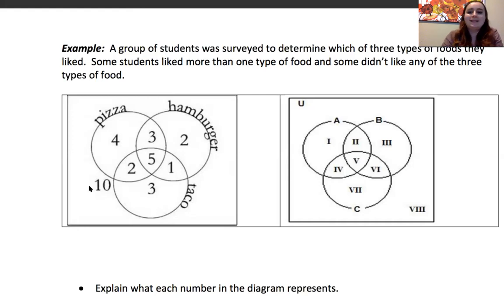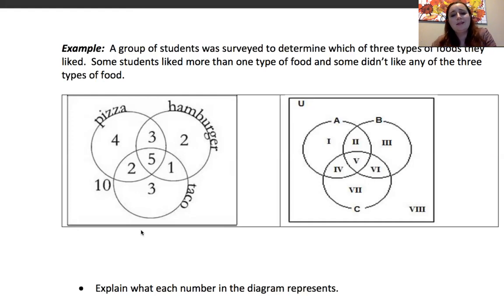And of course, this number 10 is on the outside, meaning that 10 people didn't like any of these options, which is fine, I guess. So that part, I don't believe is too difficult to understand. And if it is, we need to have that conversation.